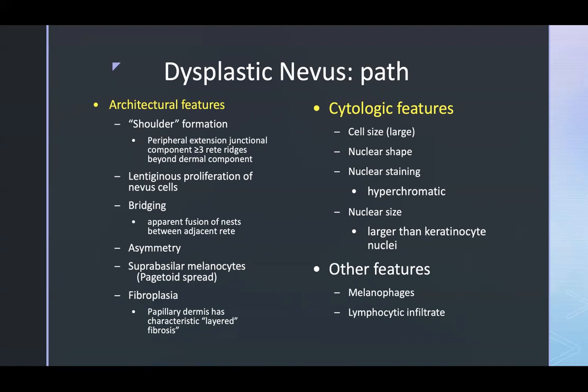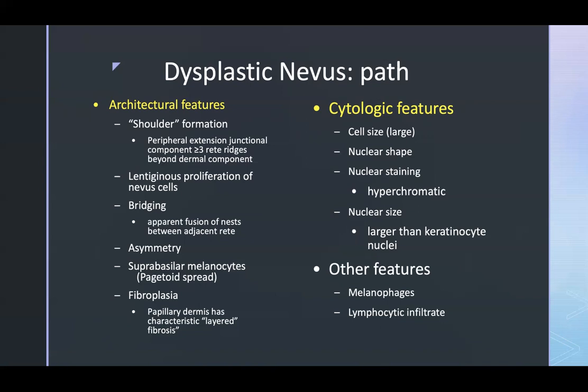You have asymmetry. So if you were to divide it in half, it doesn't look the same on one side or the other. And it depends on how that's sectioned for you to examine on the path slide. But if you see asymmetry, that also gives support for dysplastic architectural features. If you've got suprabasilar melanocyte distribution, or also more commonly known as pagetoid upward migration or pagetoid spread, that starts to put you in a category of dysplastic nevi. It could even be an indicator of melanoma.